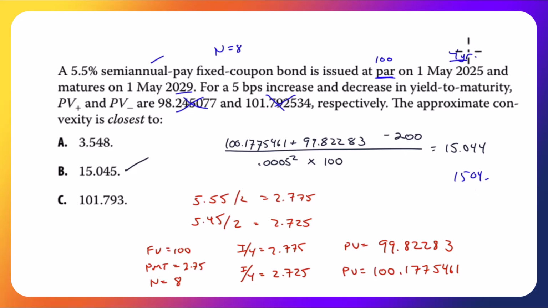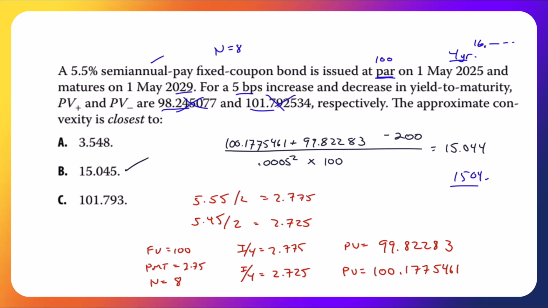Take the 4 years and square it, you get 16, which means your convexity should be 2 digits point something. That's an easy way to figure out if you're close or far off. It can't be 1504. I looked at it and I said, well, this doesn't make sense. Big changes like that for a 5 basis point move.